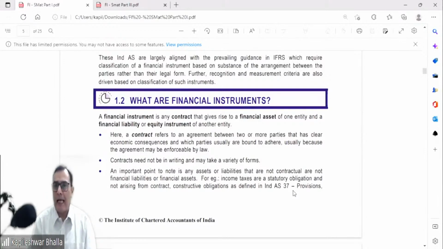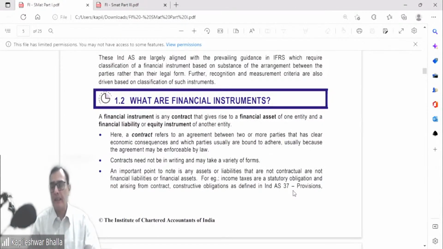Having read the definition, one thing is pretty clear: if I want to understand the definition absolutely clearly, there are a total of three terms which need attention. One is financial asset, one is financial liability, and one is equity instrument. Now, since I'm focusing on the issuer perspective to begin with, I'm going to focus on financial liability and equity instrument. Later, we're going to come to the financial asset.